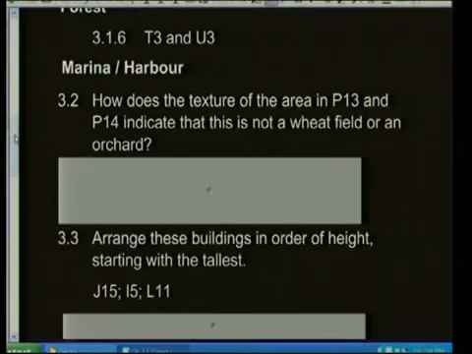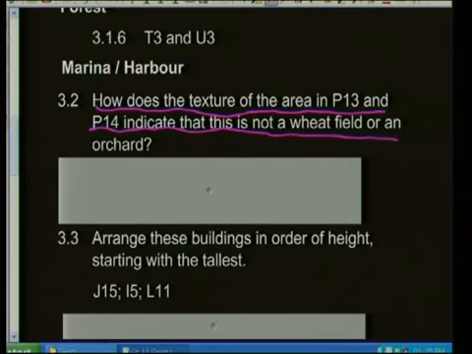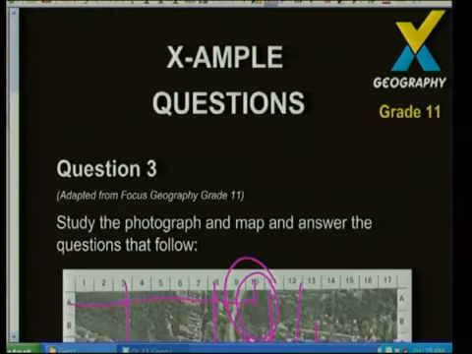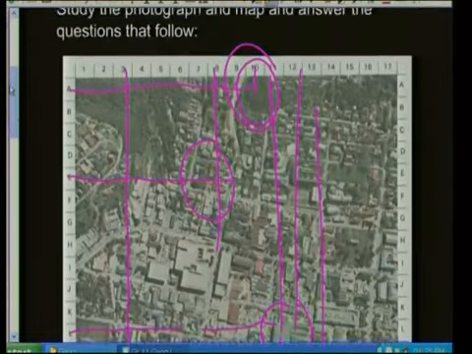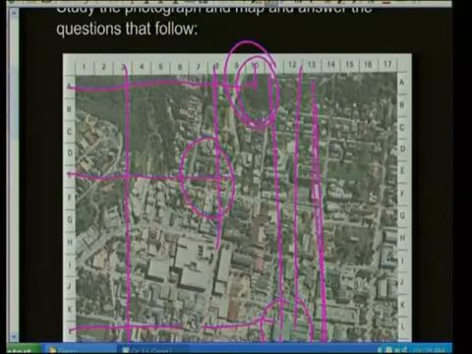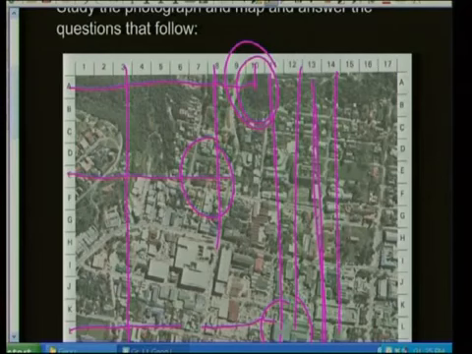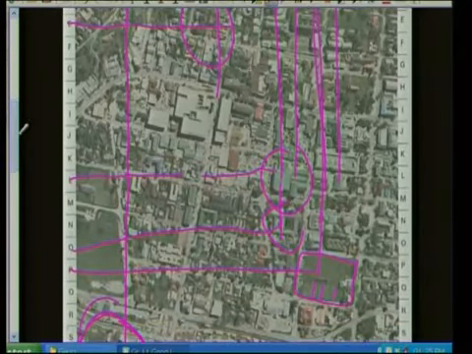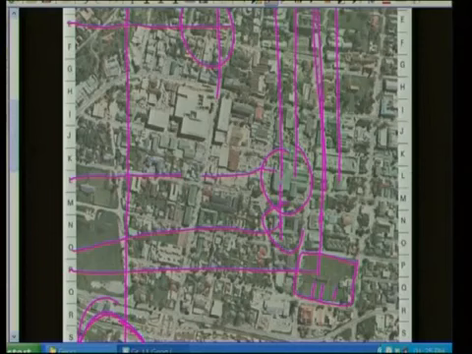Look at this question. How does the texture of area P13 and P14 indicate that this is not a wheat farm or an orchard? All right, P13 and P14. Before I even look at the answer on this one, let me go to 13 and 14. You're never going to see the picture anymore with all my lines. Then we're going here and here.